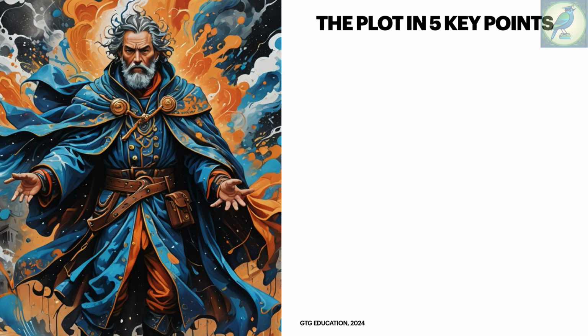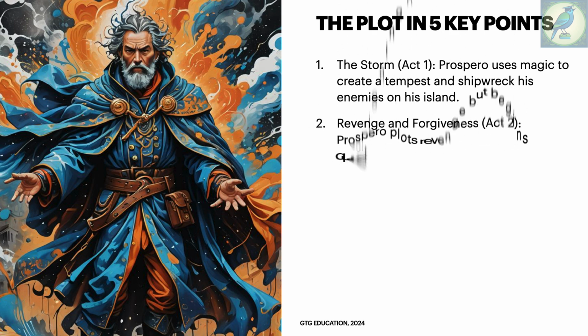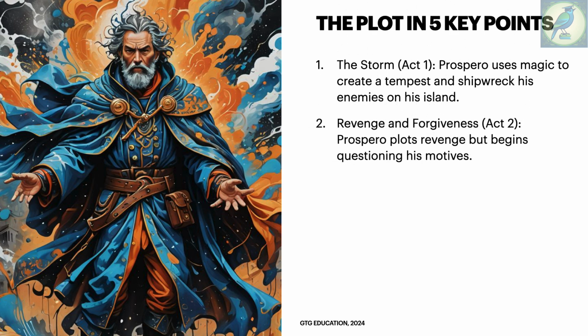We are going to break The Tempest down into 5 essential plot points. Firstly, the play opens with a fierce storm created by Prospero in order to shipwreck his enemies on the island. Now, as the plot develops, we see his internal struggle between seeking revenge and choosing forgiveness.